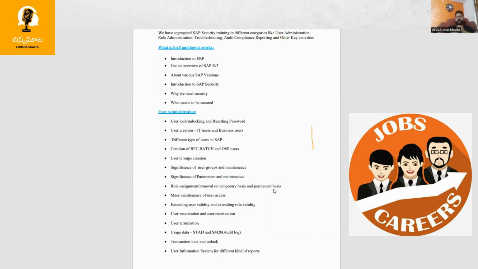You will be getting the issues, like they will be raising some issues in a ticketing tool. We call it a ticketing tool. The tickets will be distributed to the entire team.